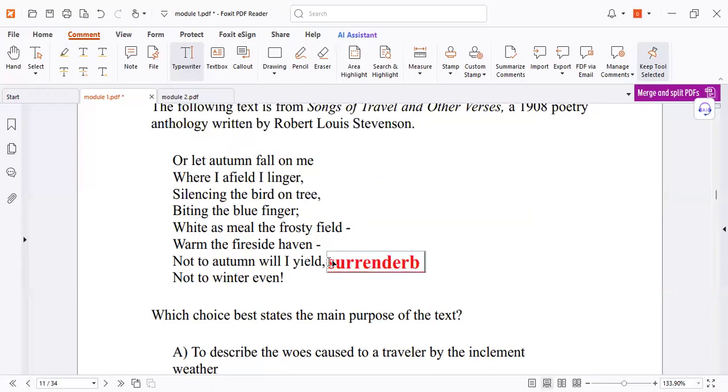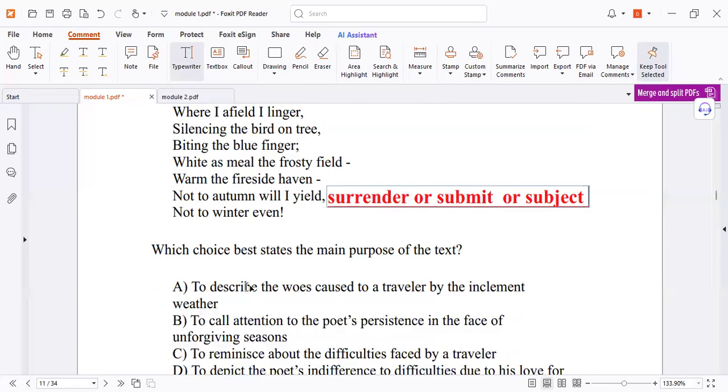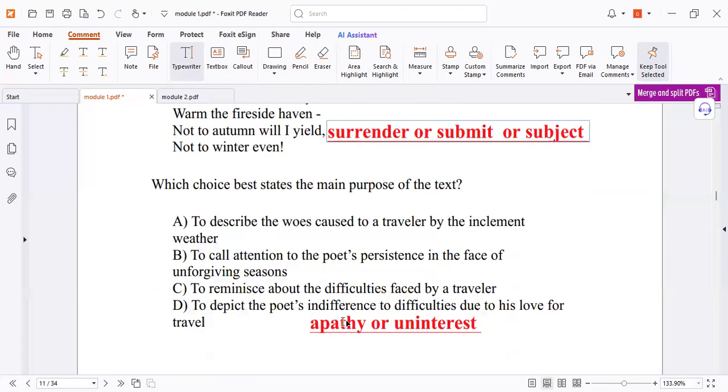Surrender in English. Or submit, you know? Sub or subject. I will not subject to autumn, and I will travel whatever the conditions of weather are. You know, not to winter even. I will not. I will travel in winter or autumn. That means here he doesn't care because he loves the travel. Because he loves traveling?